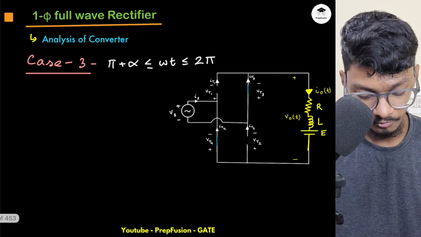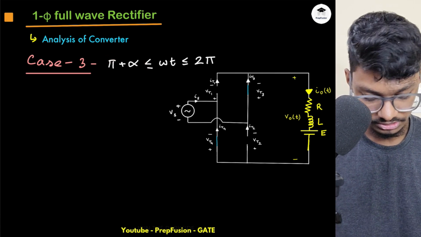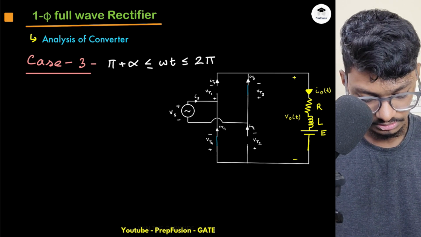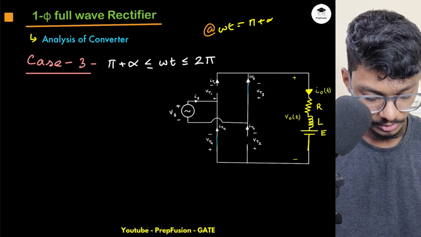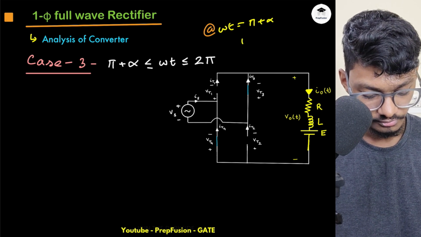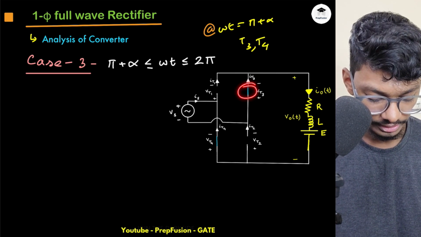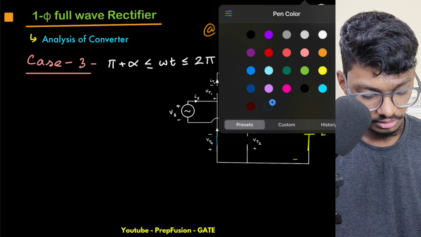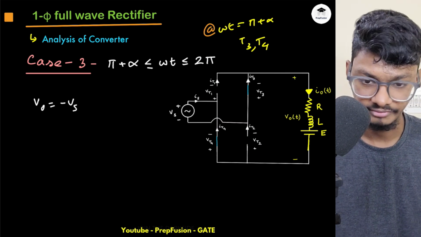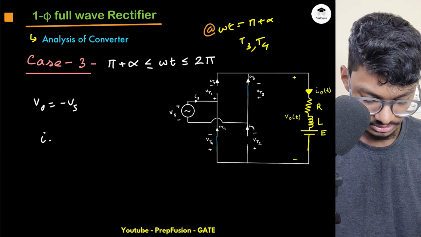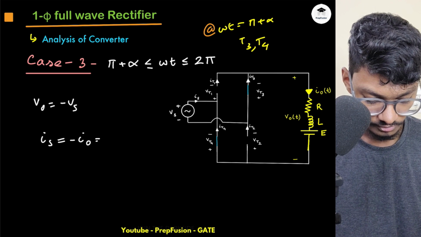So from pi plus alpha, again the same analysis. What is the same analysis? At omega t equals pi plus alpha, my T3 and T4 are triggered. As soon as T3 and T4 are triggered, they are on, right? So VO will simply equal minus Vs this time. You apply KVL, VO will be equal to minus Vs. My IS will be equal to minus IO.